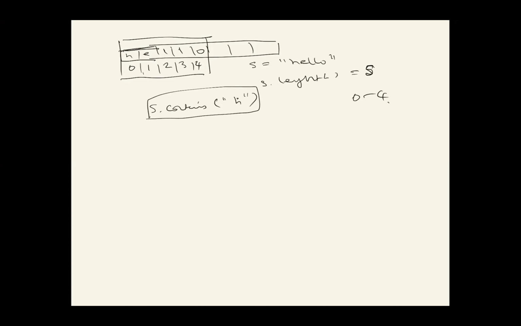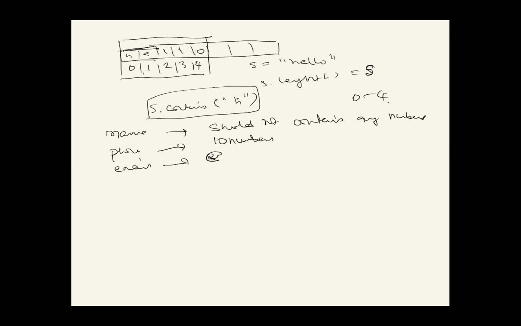A few things, though. You have to check for name, phone and email. The name should not contain any numbers. The email should contain an at-the-rate symbol, and the phone should be 10 numbers. So you can write phone like this, or you can write phone this way. We'll look into this.